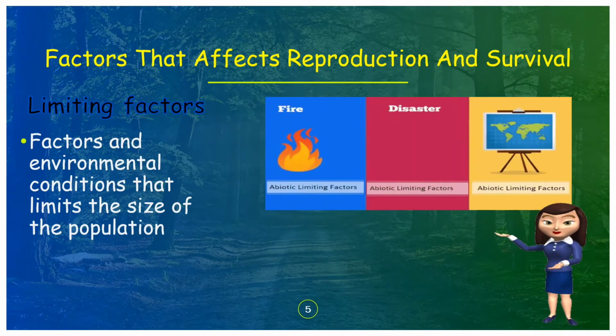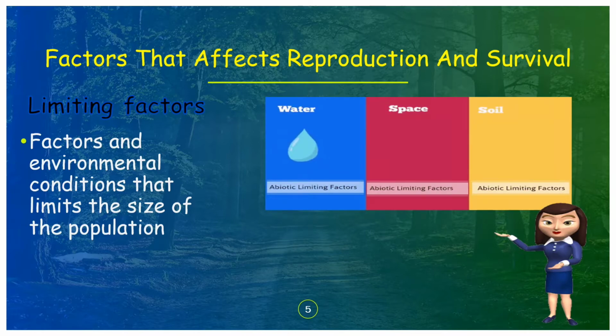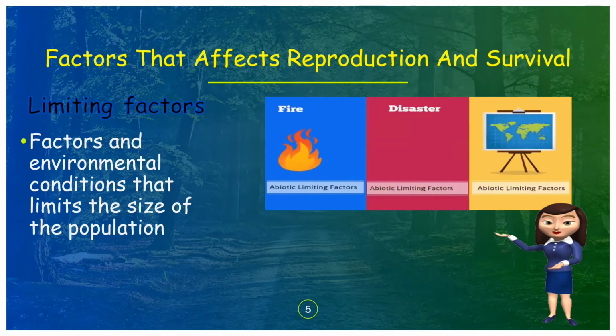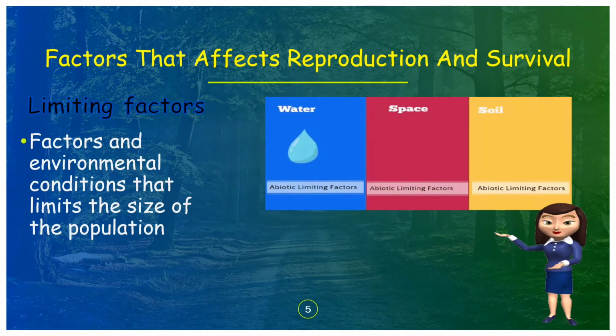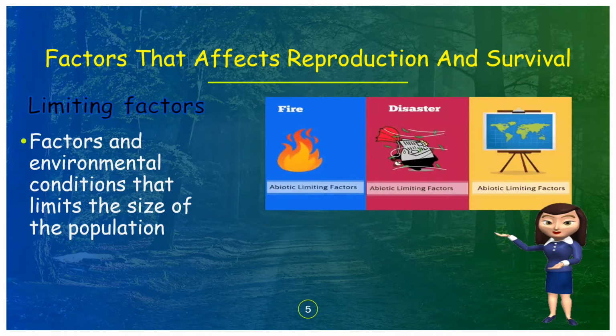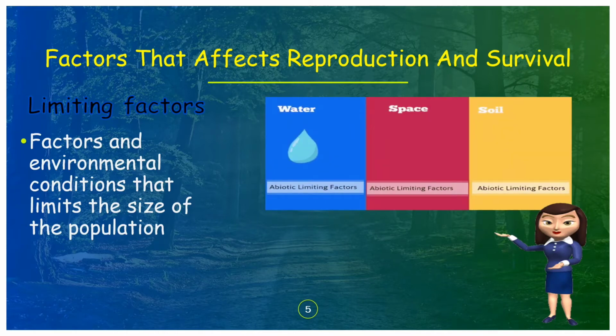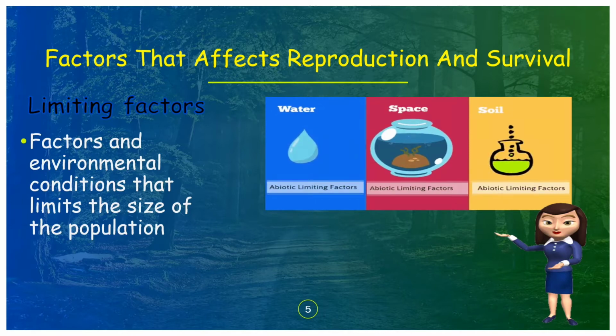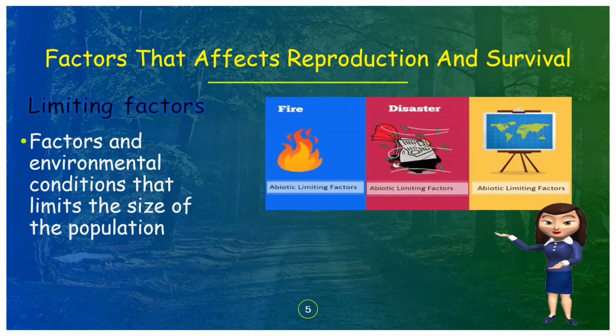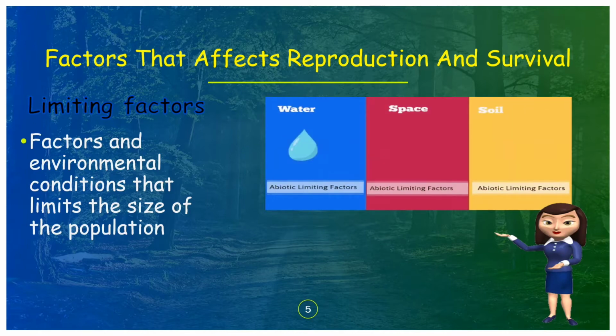Factors that affect reproduction and survival. We have the limiting factors. Factors in environmental conditions that limit the size of the population. Limiting factors are anything that constrains a population size and slows or stops it from growing. Some examples of these limiting factors are food, mates, and competition with other organisms for resources.